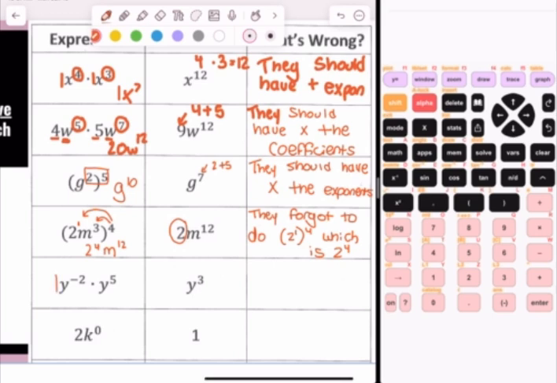We keep the coefficients the same. 1 times 1 is 1. That's good. Then we don't keep the coefficients the same, we multiply the coefficients. 1 times 1 does equal 1. Then we keep the variable the same, and then we add the exponents. Negative 2 plus 5 does equal 3. So they actually did this one correct.